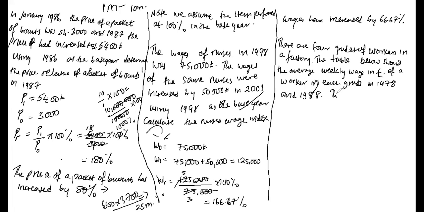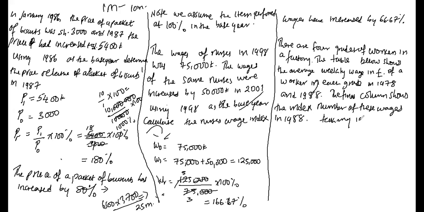The final column shows the index number of these wages in 1988, taking 1978 as the base year. So we have here grade, we have weekly wage, we have index number.